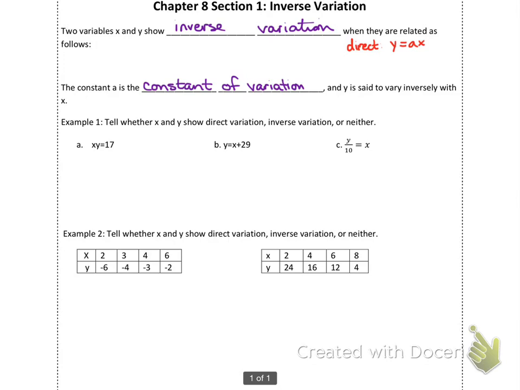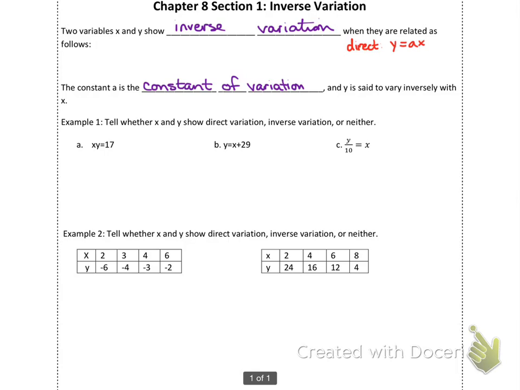Today, we're actually going to learn about inverse variation, but we're going to be using inverse and direct, so we're going to have to get familiar with both. When you think about direct, I want you to think about multiplication: y equals a times x. And the inverse of multiplication, as we know, is division.